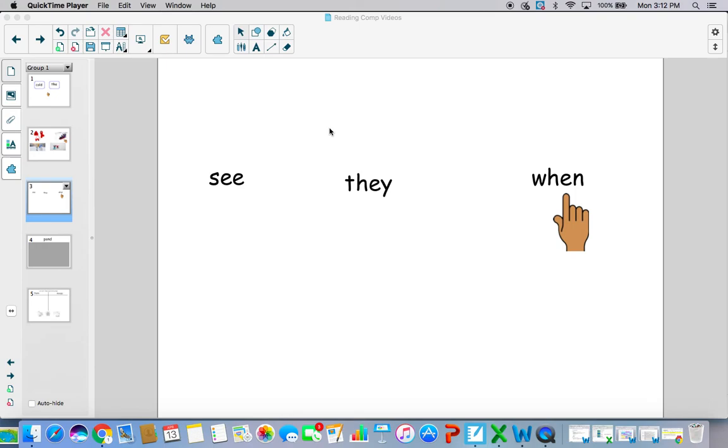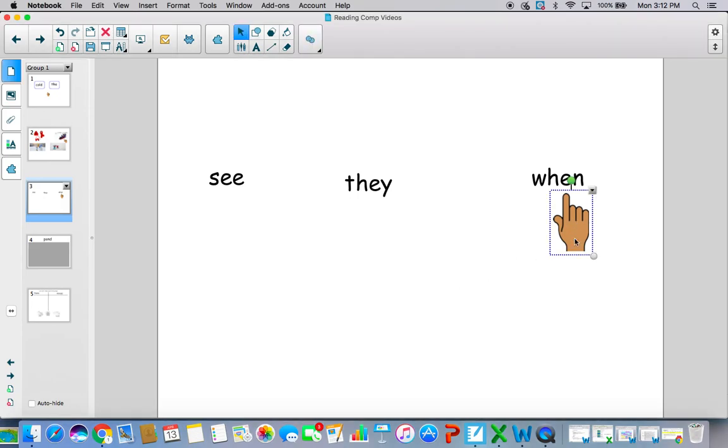Everyone, let's get started with reading for today. Before we get started, let's look at our high frequency words for today. So for our book, our high frequency words are see, they, and when. Let's begin.